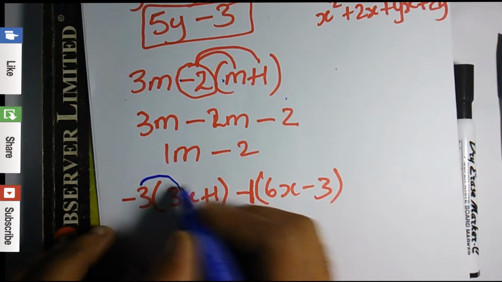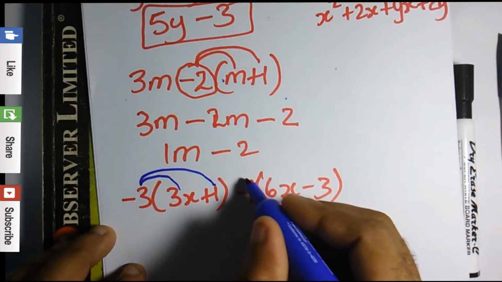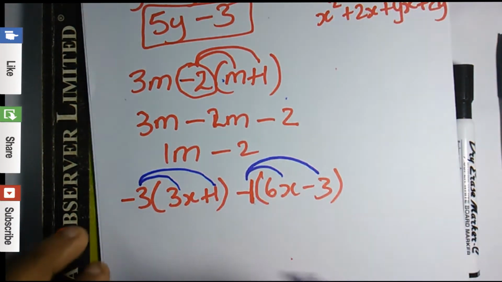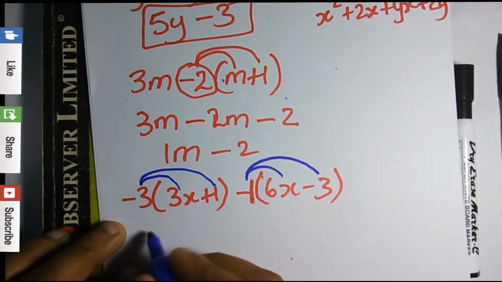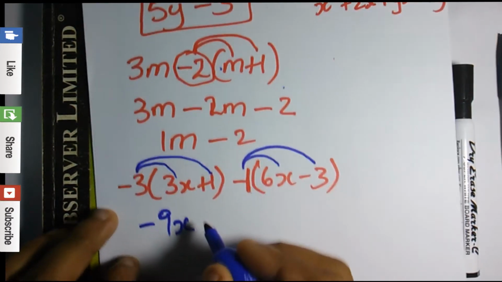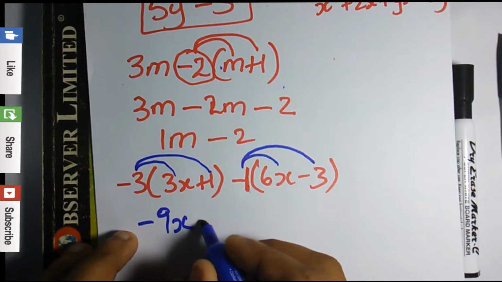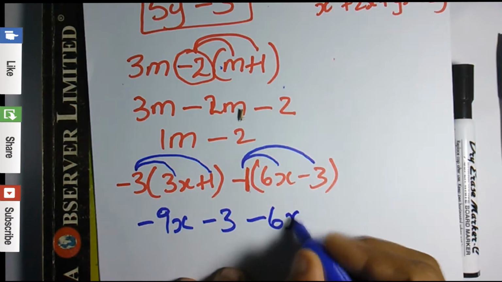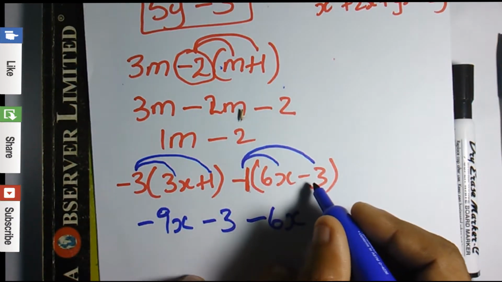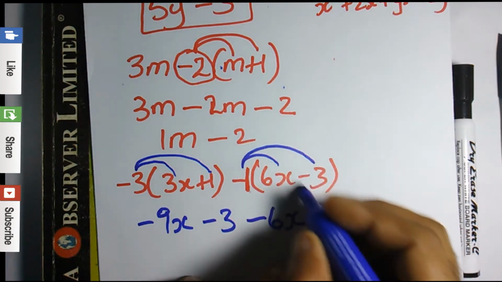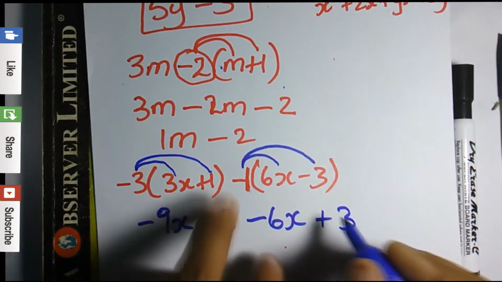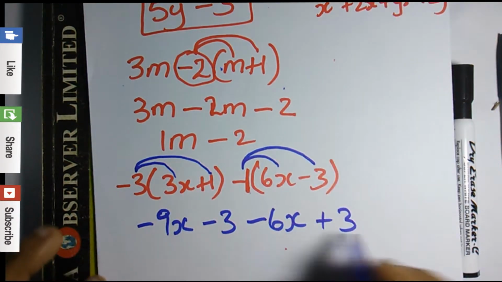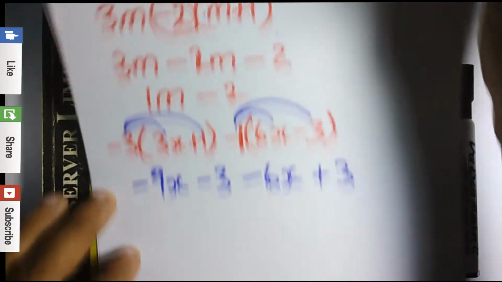So it's negative 3 times 3x, negative 3 times 1, negative 1 times 6x, and negative 1 times negative 3. So minus 3 times 3x is minus 9x, and minus 3 times positive 1 is minus 3. Minus 1 times 6x is minus 6x, and minus 1 times negative 3 is positive 3. Remember, negative times negative gives us positive. Now we're going to collect like terms and simplify.